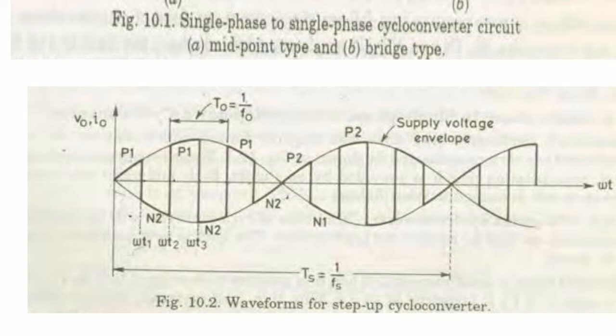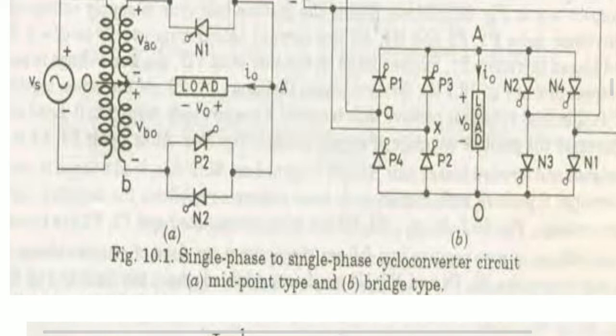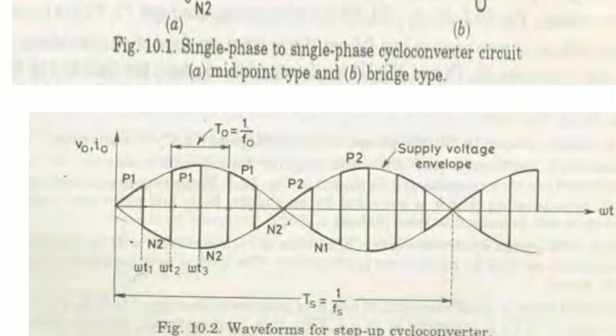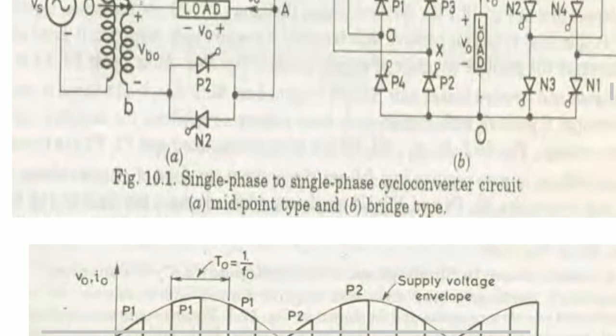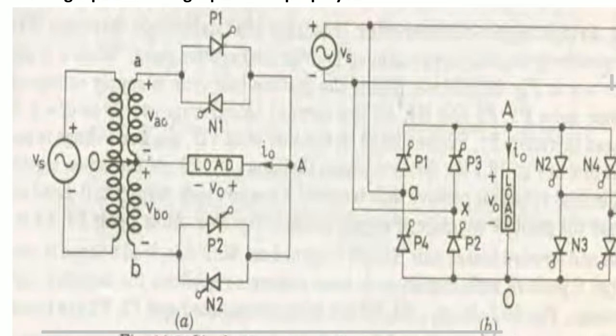This waveform shows the output voltage of the load. So during the negative half cycle, from this diagram of the midpoint type cycloconverter, the point small b is positive and the point small a is negative. So during the negative half cycle, SCR N1 and P2 will be forward biased.